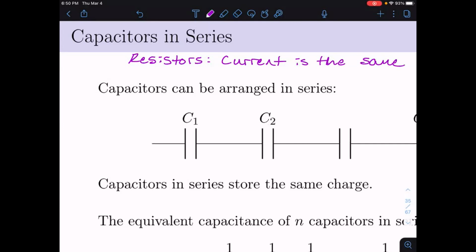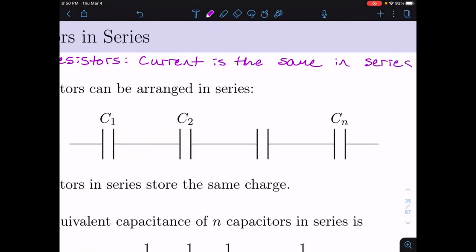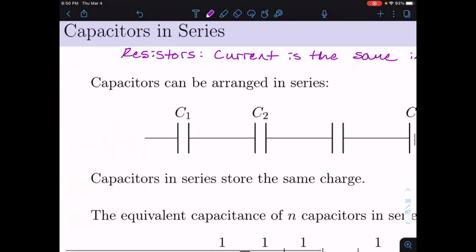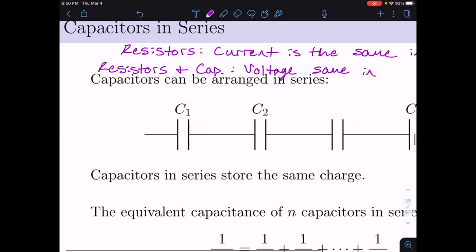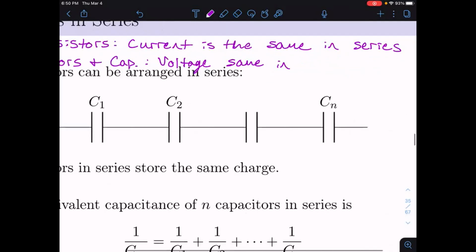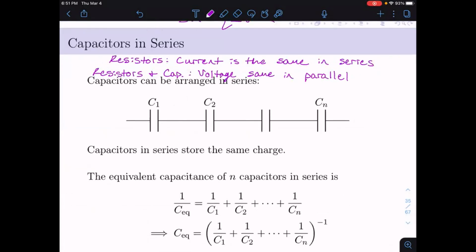And then I will write for resistors and capacitors alike: for both of these two, voltage is the same in parallel. So resistors and capacitors, voltage, same in parallel. That's kind of nice. No matter what circuit configuration we're dealing with, resistors or capacitors, if they're in parallel, they're always going to see the same voltage, no matter what I'm dealing with there.